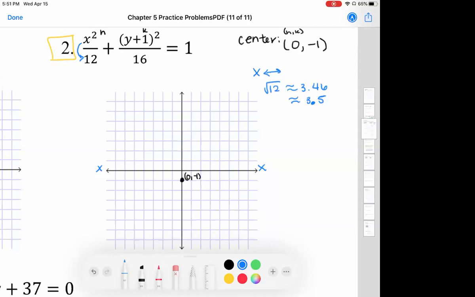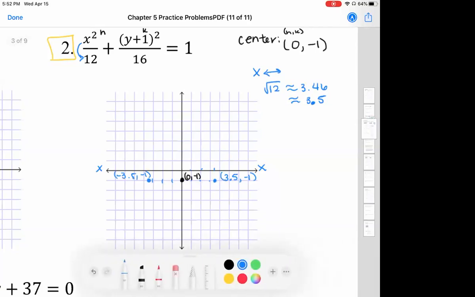So I'm going to move to the right 3.5 units. So we have 1, 2, 3 and a half. We have this point right here. This point right here. Let's label our points. So we have 3.5, comma, -1, and -3.5, comma, -1. All right.